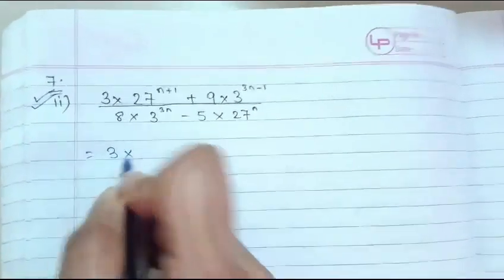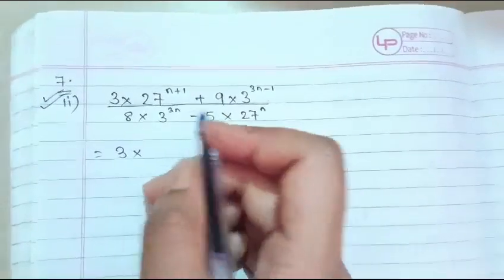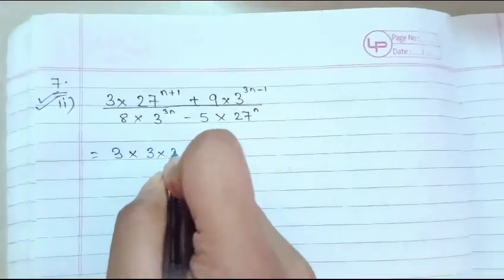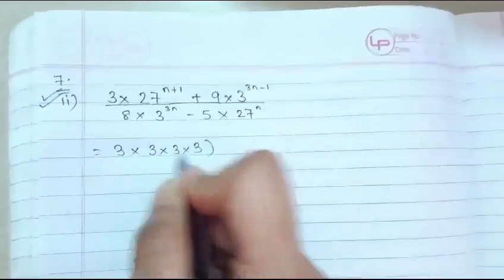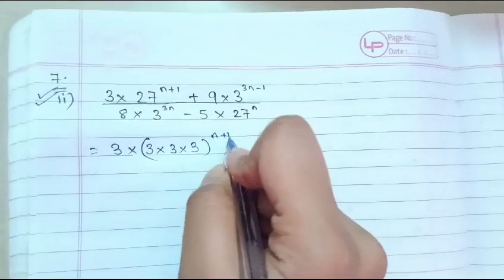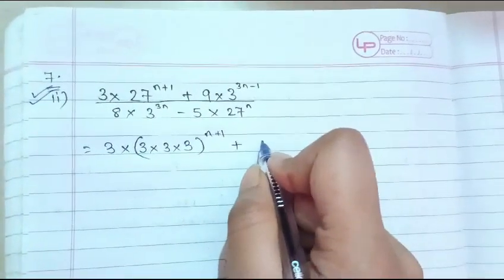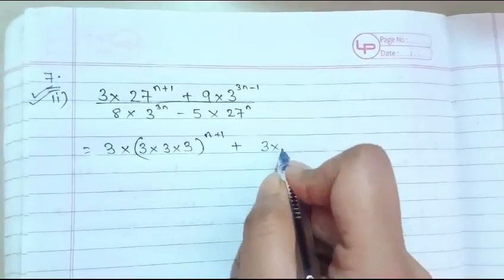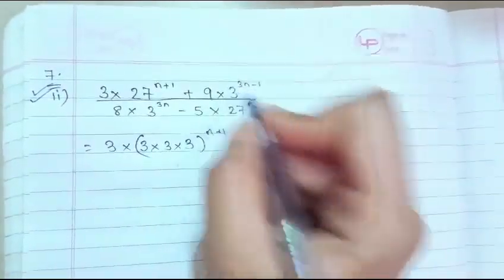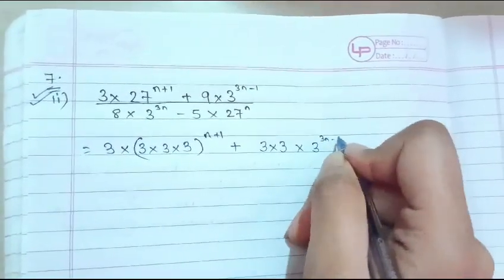In the first step, we are going to break down this 27, okay, into its prime factors. So 27, you know, is 3 cube. So this will be 3 into 3 into 3, and this whole thing is raised to the power n plus 1. Then again 9, you break it down into its factors, 3 into 3 multiplied by whatever is left. We have 3 to the power 3n minus 1.